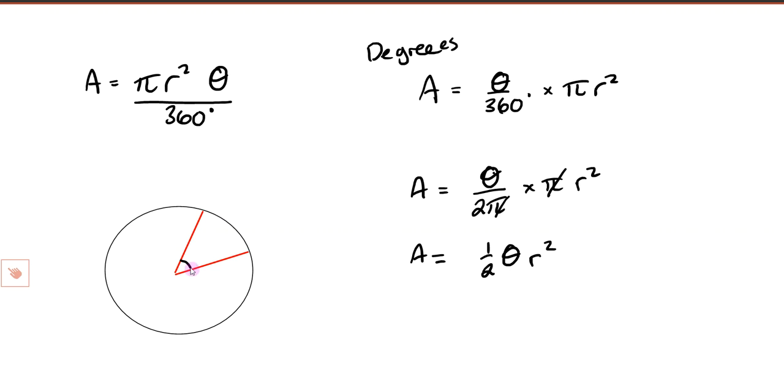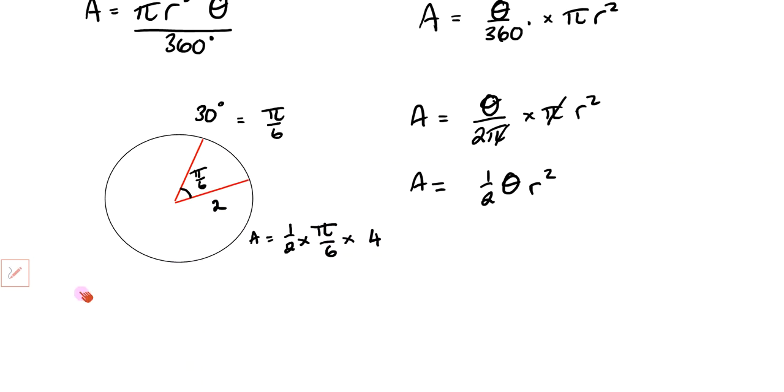So if I said to you that this angle was, well, let's say it's 30 degrees. What's that in radians? Okay. So this would be pi over 6. So the area of that would be just a half multiplied by pi over 6 multiplied by, let's say the radius is 2, so multiplied by 4. And what would that end up being?